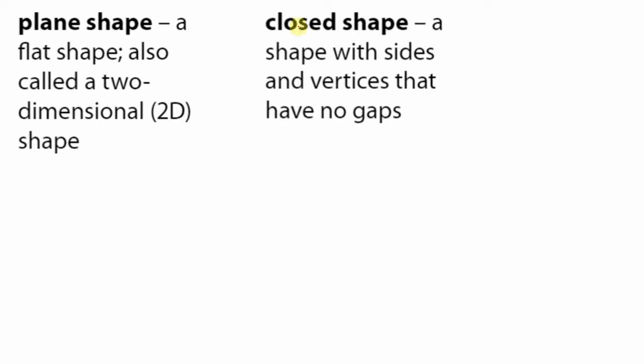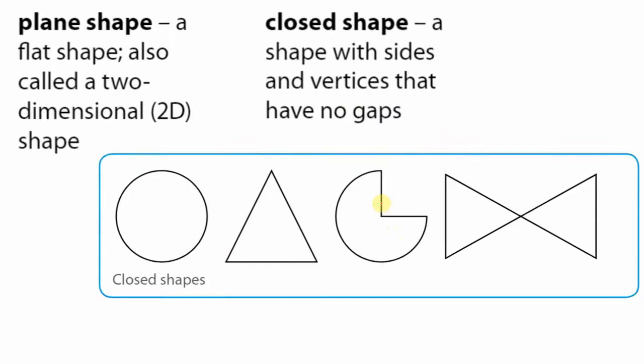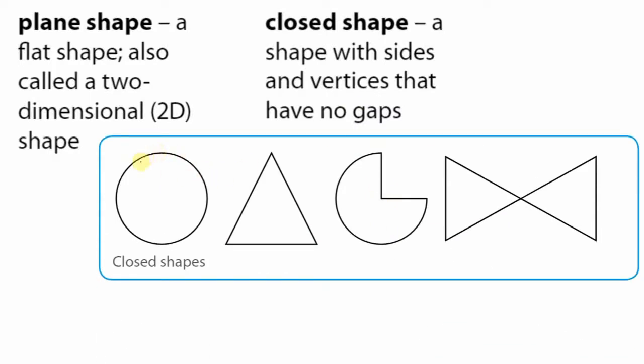Next, we need to know what a closed shape is. It is a shape with sides and vertices. Remember, vertices are like angles that have no gaps. So these are all examples of closed shapes. So there's a clear inside to the shape, and a clear outside to the shape. So you have the boundary, the inside, and the outside to the shape.